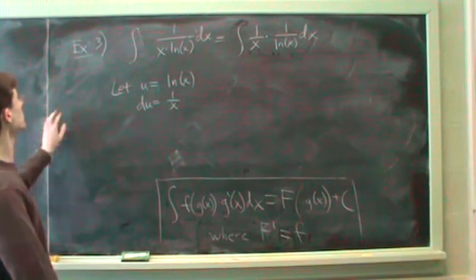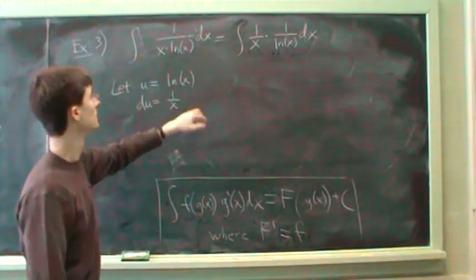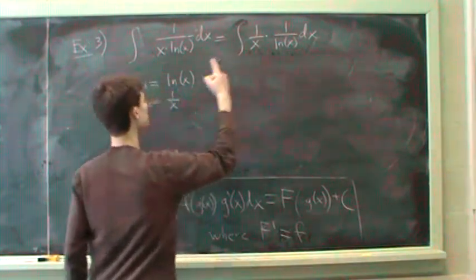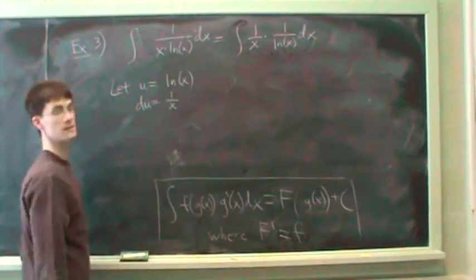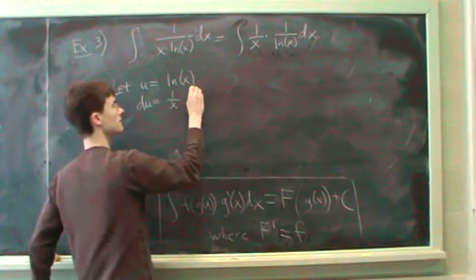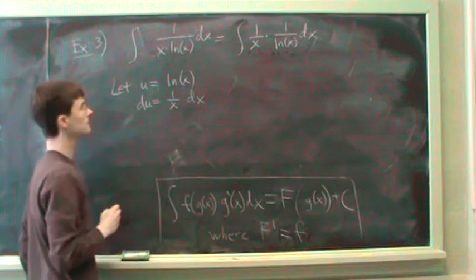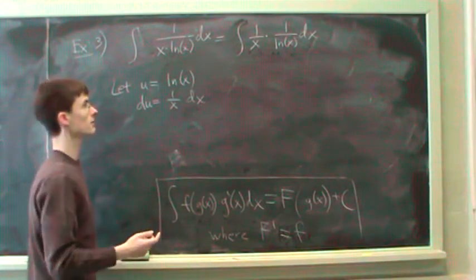So we are trying to find the integral of 1 over x times the natural log of x. And we broke it up into pieces and decided that we should try letting u be the natural log of x. And then du is going to be 1 over x, the derivative of that, dx. And let's see what our integral becomes.